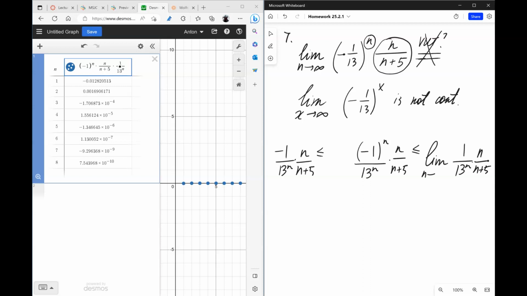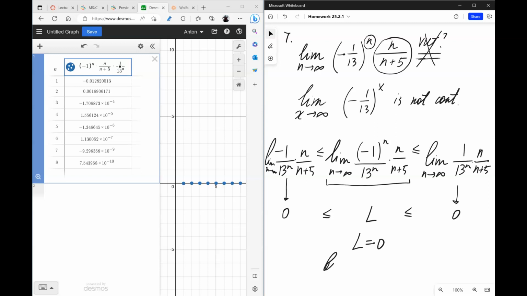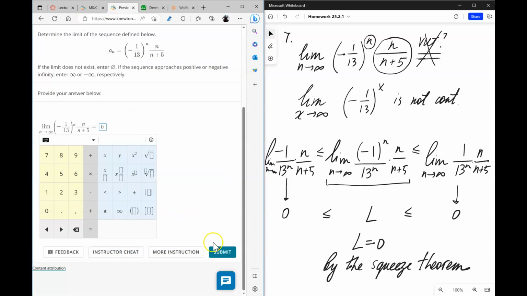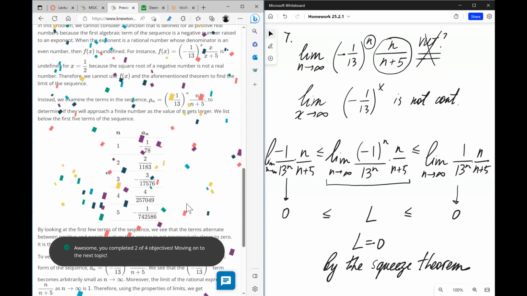And then we have a limit here as n goes to infinity, limit here as n goes to infinity, and limit here as n goes to infinity. Now, this is the limit that we're looking for. Now, this limit is clearly going to 0 because n over n plus 5 goes to 1, and you're dividing 1 by 13 to the power n. And this limit, on the other hand, is just the opposite of what we just did, so it's also going to 0. Now you have L bounded between 0 and 0, so L must be equal to 0, and this type of argument is called the squeeze theorem. So the answer here is 0, and the argument that we expect to see is the squeeze theorem.